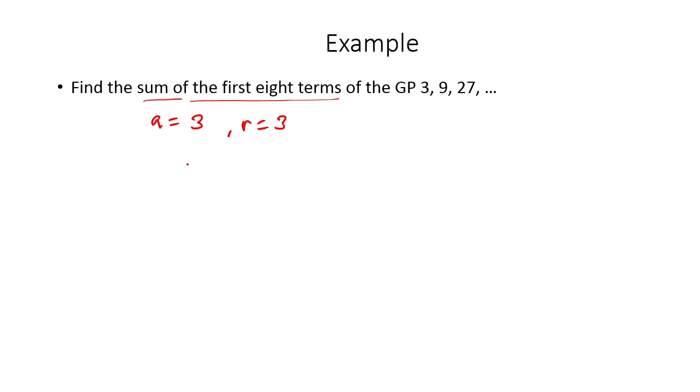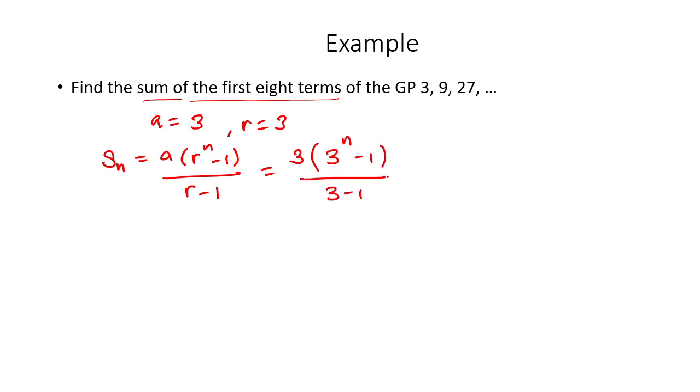Okay, so if I have to write down the sum of the first n terms for this geometric progression, it is a into r raised to n minus 1 upon r minus 1. So that will be equal to 3 into, a is 3, r is also 3, so 3 raised to n minus 1 upon 3 minus 1. So it is 3 into 3 raised to n minus 1 upon 3 minus 1, which is 2.